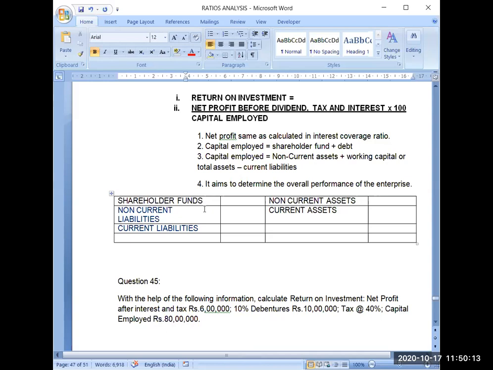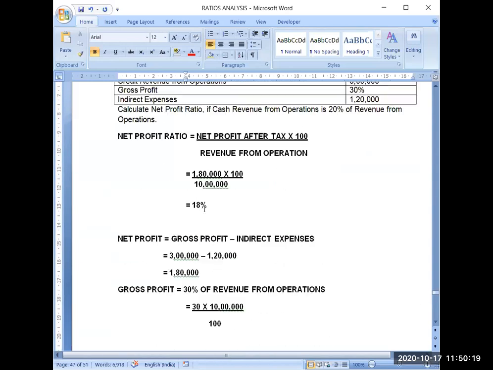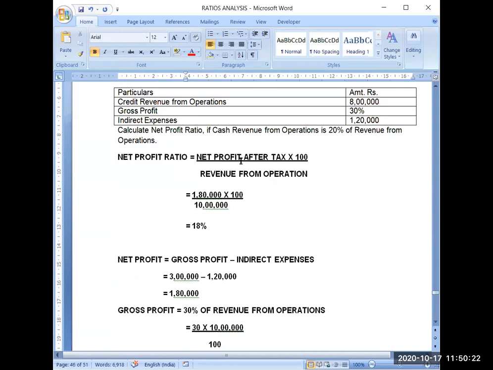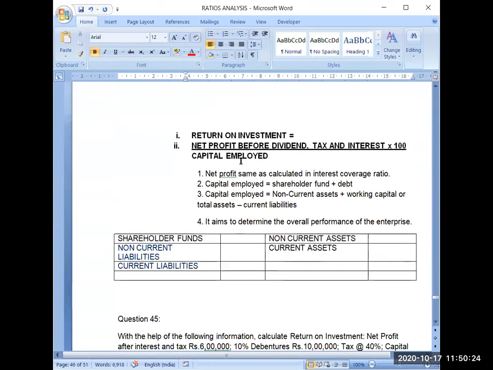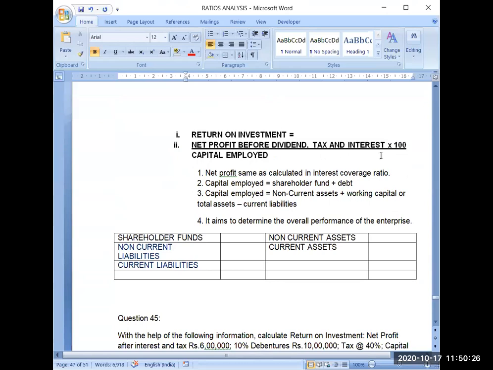Now, first we should understand why we are considering net profit before dividend, tax and interest. Here, when we were calculating, we are saying that take net profit after tax. Here I am saying that take net profit before tax, interest and dividend. Because we are calculating here return on investment. Whatever amount I have invested in my business, I want to calculate how much profit I am earning on that investment.